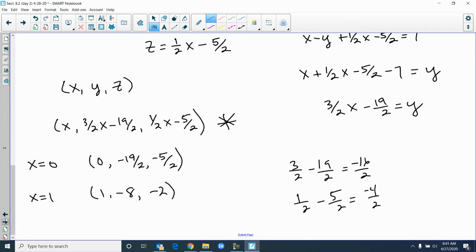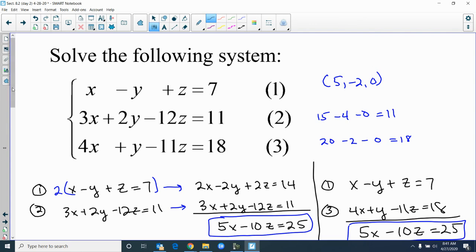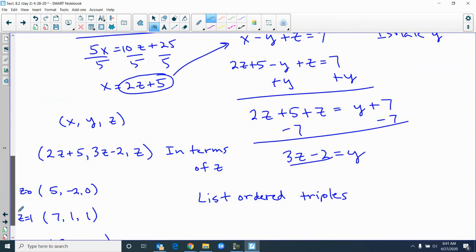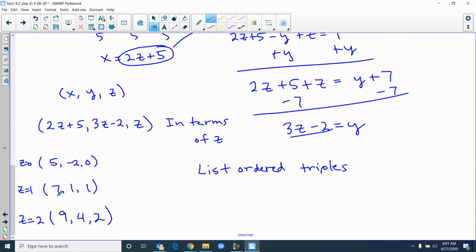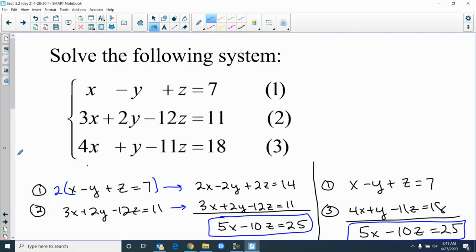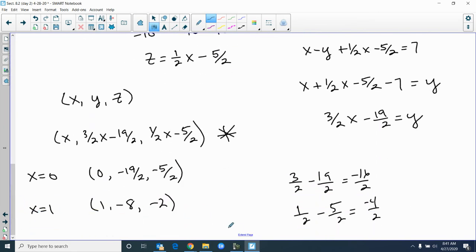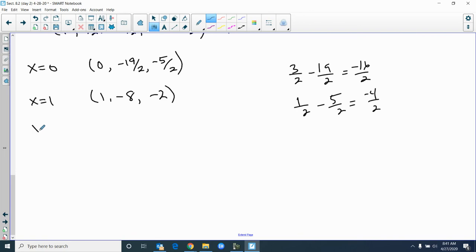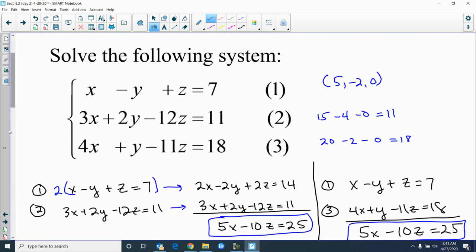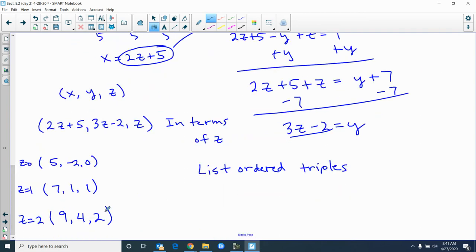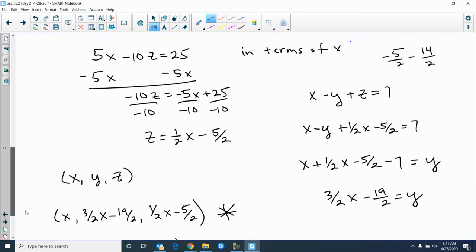All right, now I need a third one. I'm going to go back to something here. Of my 3 answers, I got 5, 7, and 9 for my x values. I got to get the same numbers. You can't get different numbers. So I'm going to let, and this is just because I already know it, I'm going to let x equal 9 for my third point. And if I've done everything right, if x is 9, I got to come up with 4 and 2. Got to.